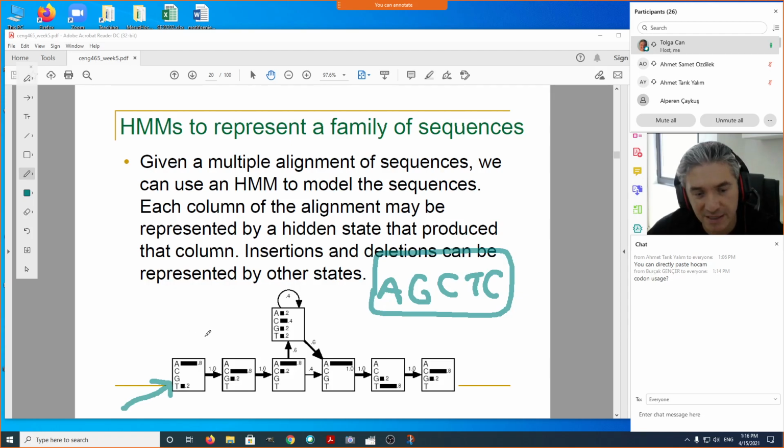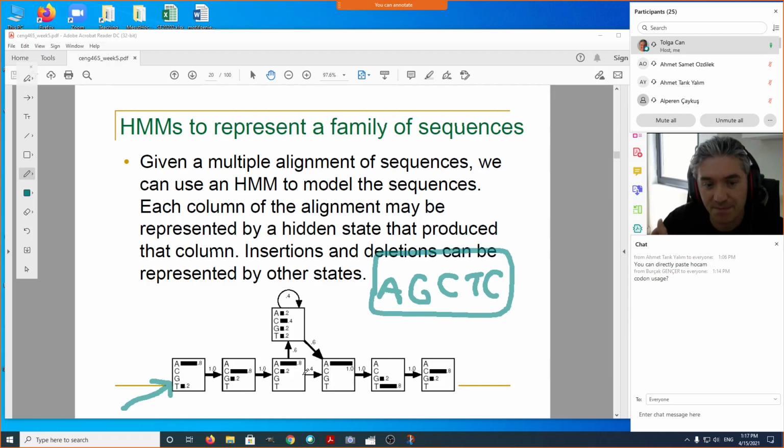Since this is the first position, our starting probability to start at this state is going to be 1, and starting probabilities at all the other states are going to be 0. But you're going to see this is not a very good way to model certain events like deletion, match states, and insertion states. Given a multiple sequence alignment, we will need to model different parts of that alignment differently.